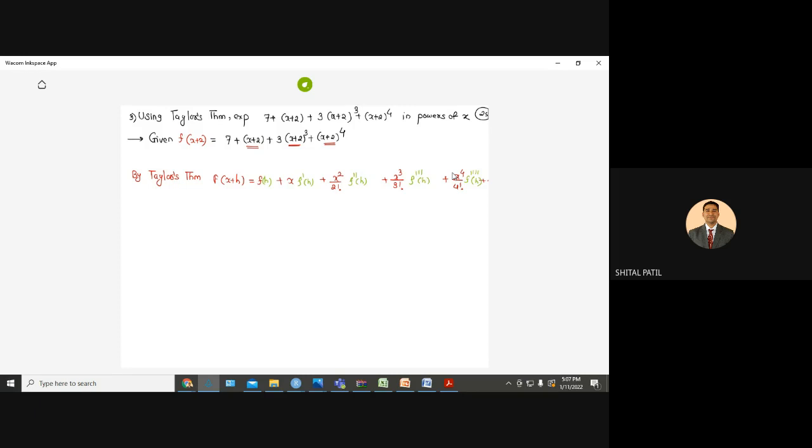So here x plus 2 is to be replaced by h. Hope everyone is getting this. I replaced x plus 2 by h. And how is it decided? From Taylor's theorem.